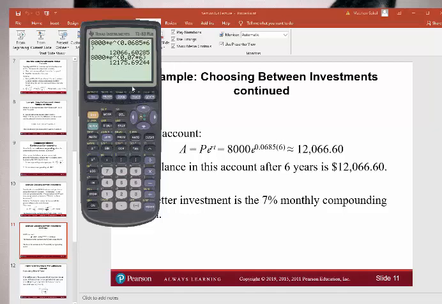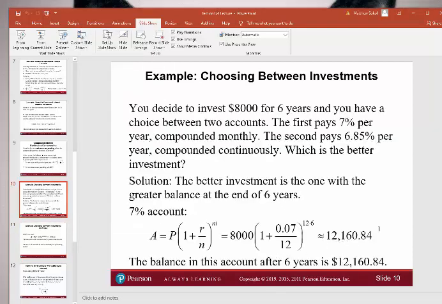And so you could see the subtle difference. This would have $12,175. This would have $12,160. But they weren't off. They were offering a lower rate to have it compounded continuously.